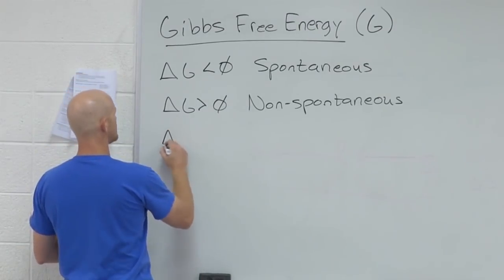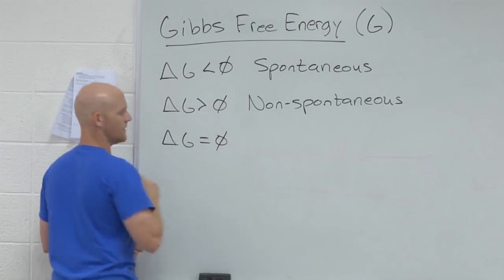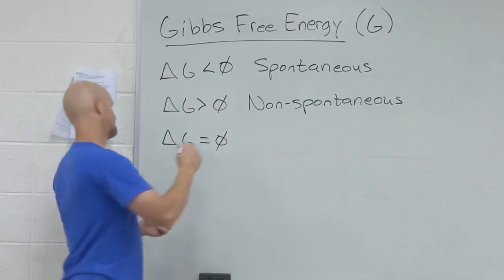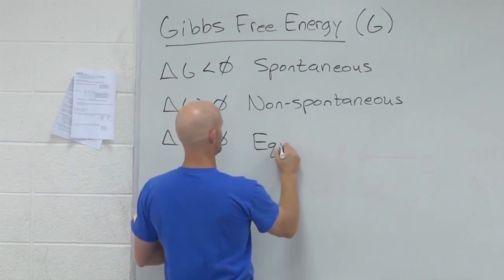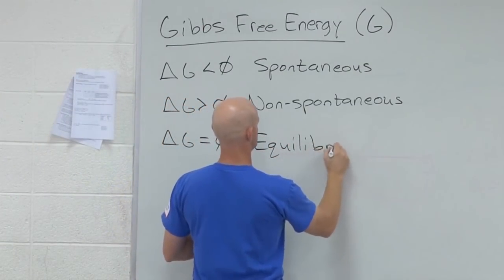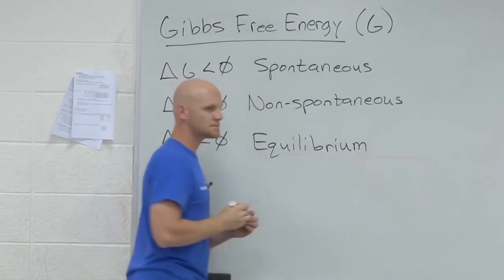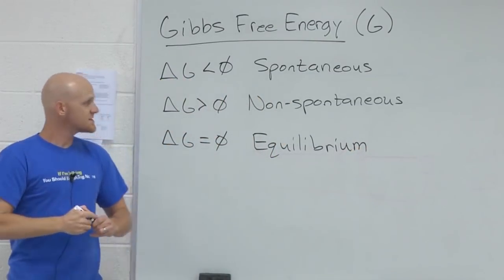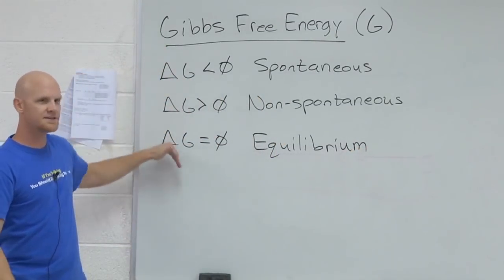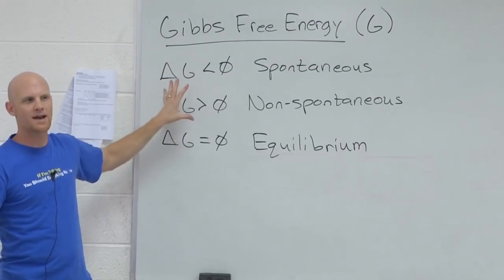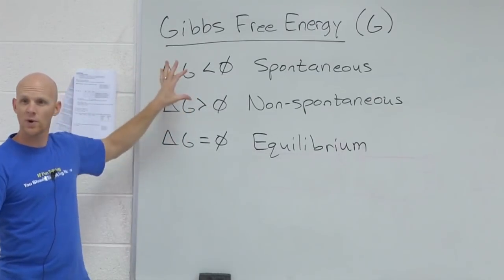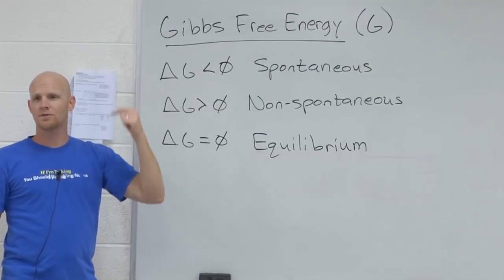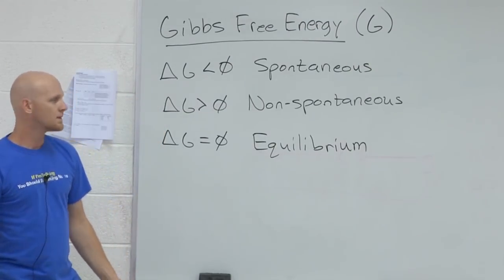And what's true if delta G actually equals 0? The reaction has reached equilibrium. Awesome. So this is why people originally came up with the idea of delta G. I mean, they derived it mathematically, but the idea was that by simply knowing the value of delta G, you automatically know if the reaction is spontaneous or not.